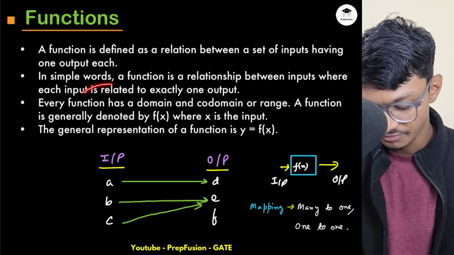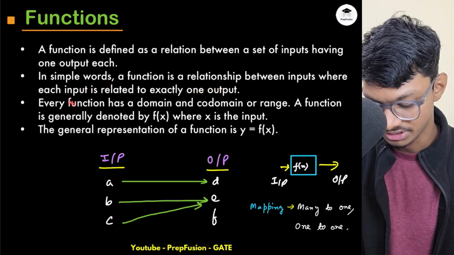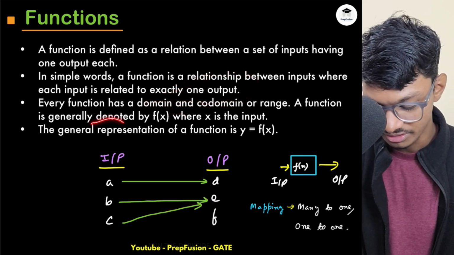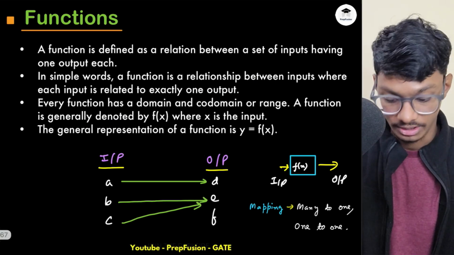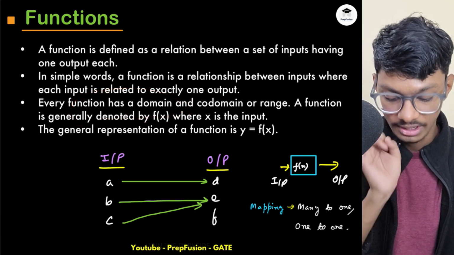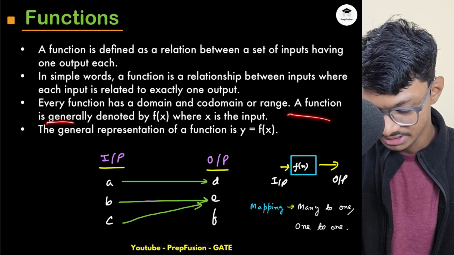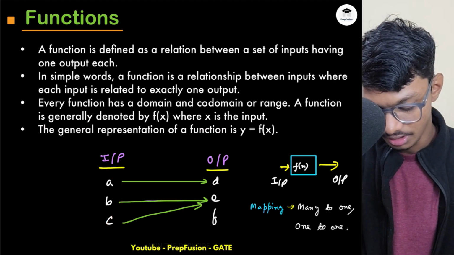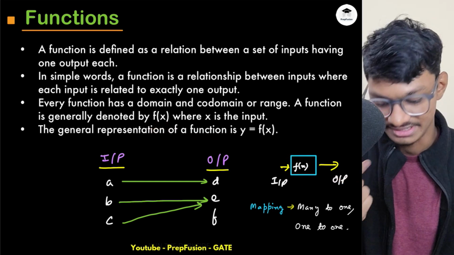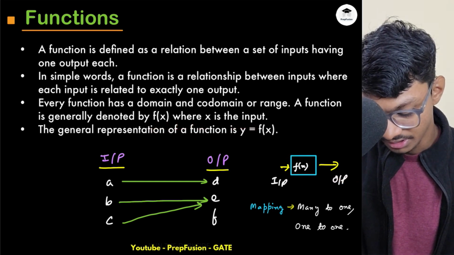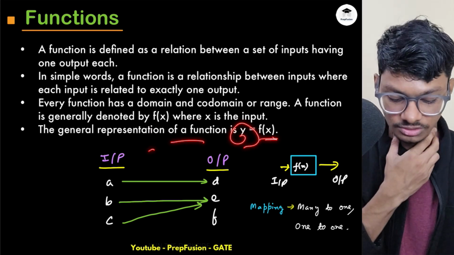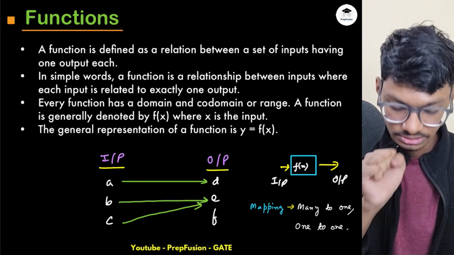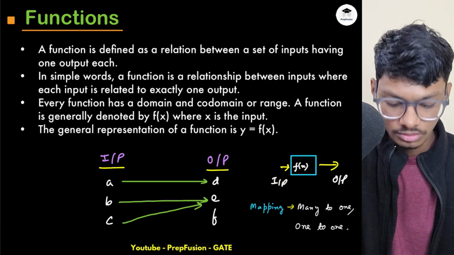In simpler words, a function is a relationship between inputs where each input is related to exactly one output, not two or more than one output. Every function has a domain and a codomain or range. Okay, this is very important. We'll understand these terms. A function is generally denoted by f of x, where x is the input, and f of x basically is this block, and the output is y. The general expression of a function is y equals f of x. So output is y and input is x, and this f of x is the block that is manipulating the variables. X in our case is the independent variable to get a particular output y.